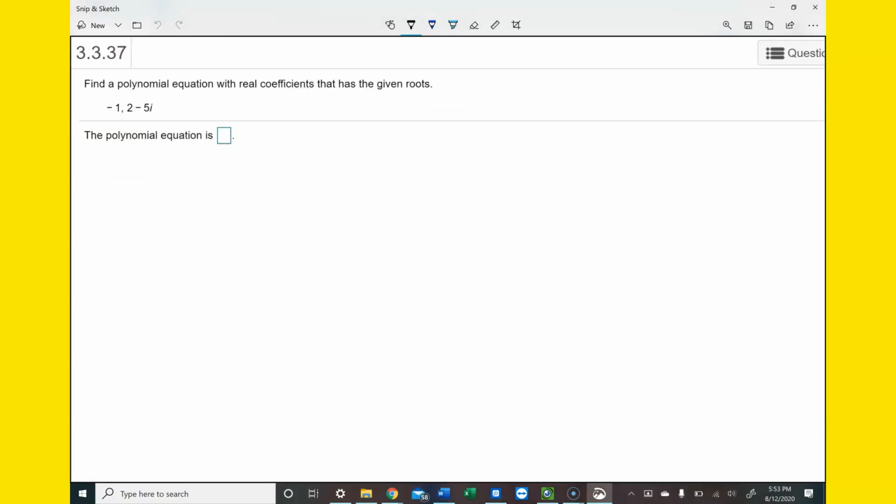All right, for this one, same thing. We turn it into a factor, but this is going to be a little bit more complicated. So -1, that's simple. That's just going to be x plus 1 as a factor. 2 minus 5i. To make that into a factor, I'm going to say x minus, but I've got to subtract the whole thing, x minus (2 minus 5i). So notice I put that in parentheses so that I could subtract the whole expression.